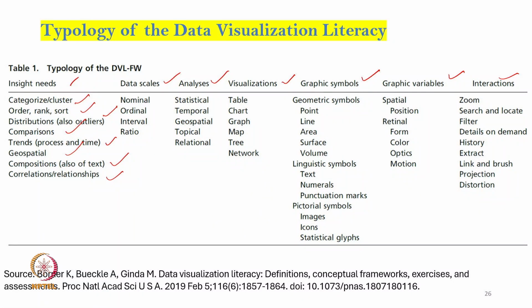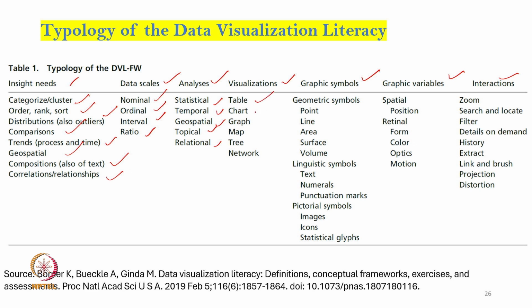And again, researchers should also know what the data scales are. It may be nominal, ordinal, interval, and ratio. And when you go for the analysis, they should have the data visualization literacy. Under the analysis are statistical analysis, temporal analysis, geospatial analysis, topical and relational analysis. After you analyze the data, then you have to move forward to the visualization. It means how you are going to visualize your data?